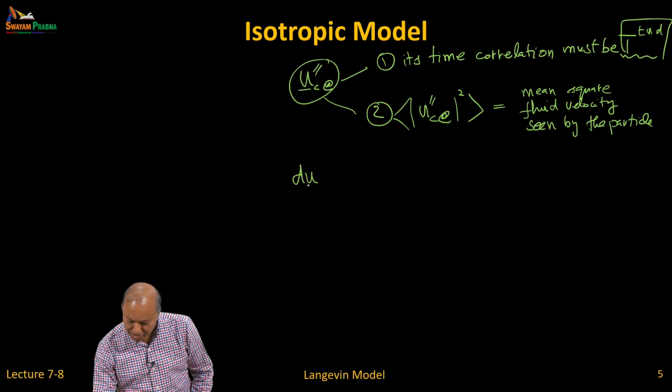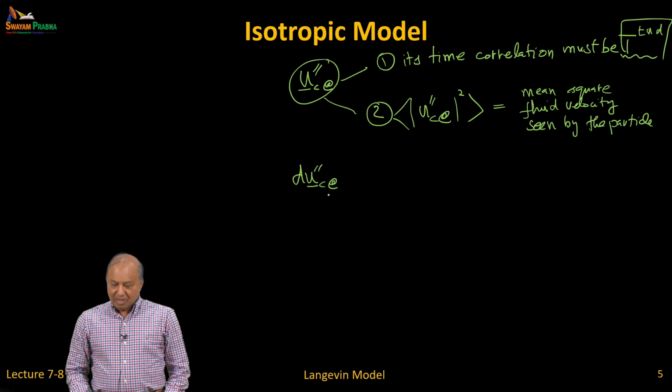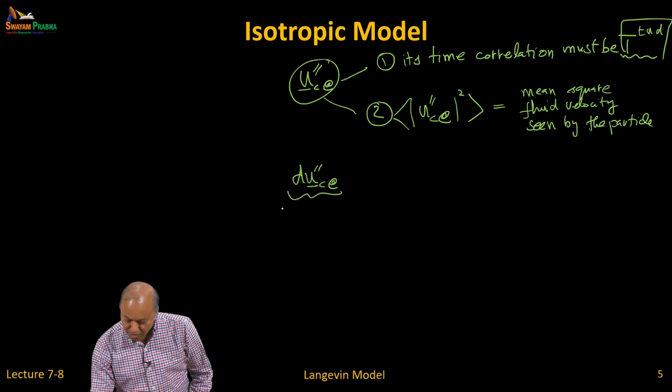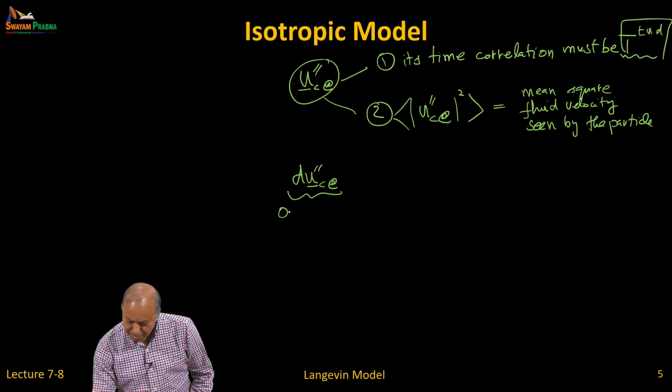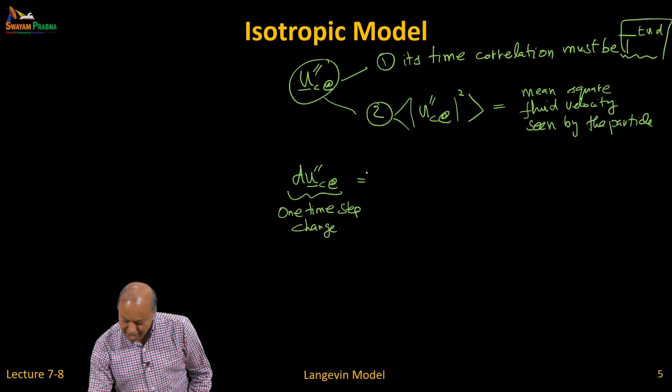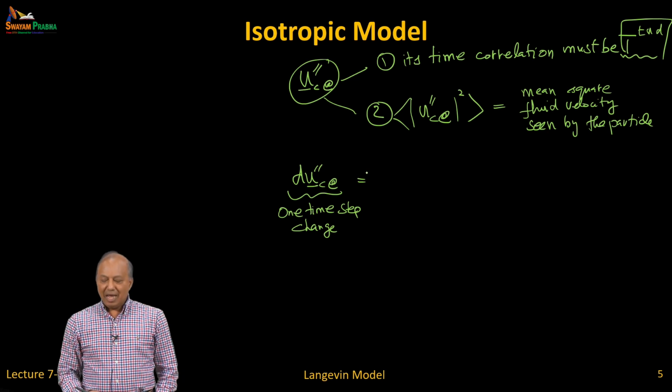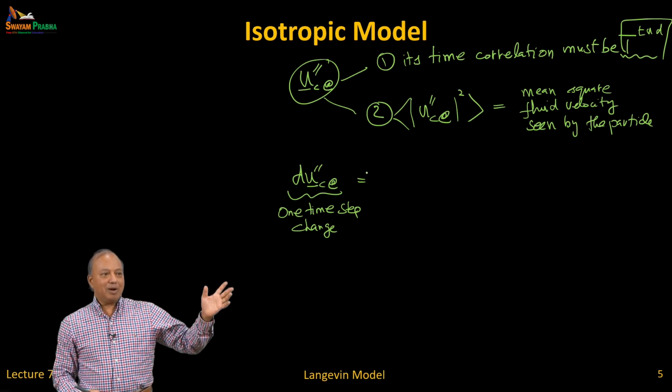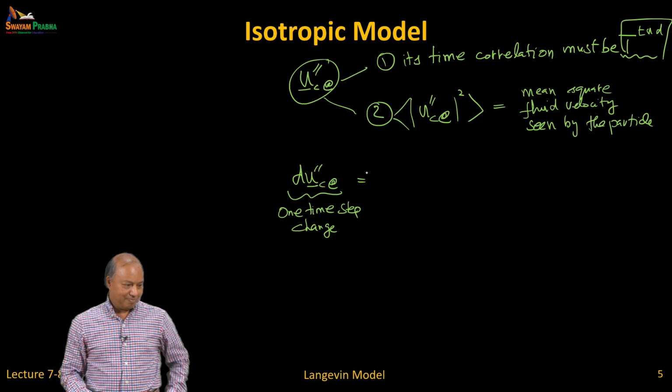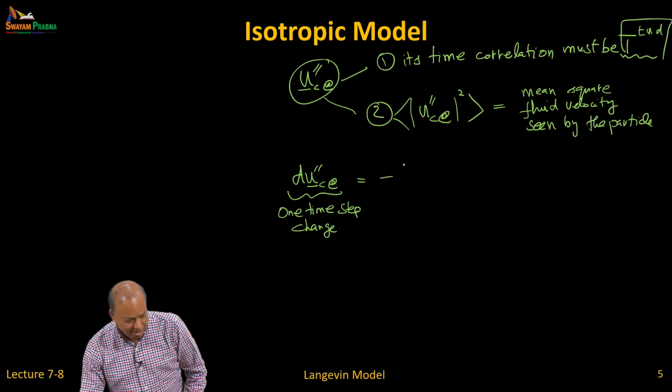Every time step, this is the only change, what I'm writing here, how much this changes. This is change over one time step. So in other words, this random kick will be added to whatever random kick the particle received in the previous time step. Okay, and maybe I will skip that little detail here.